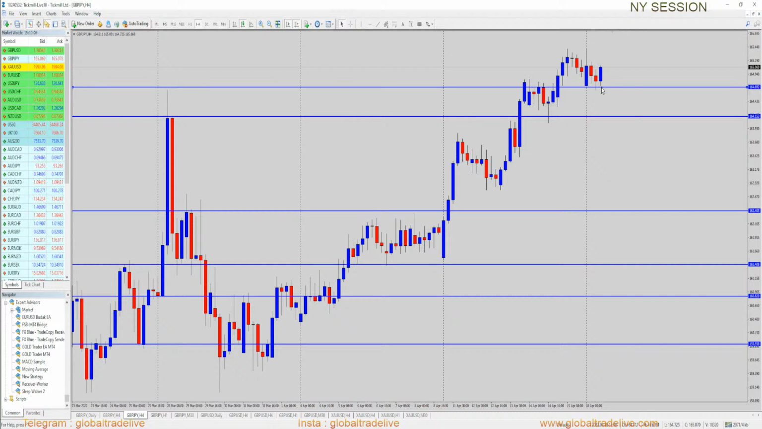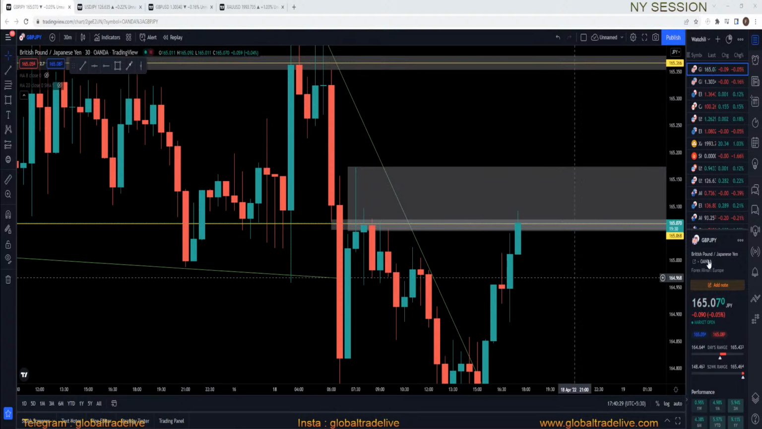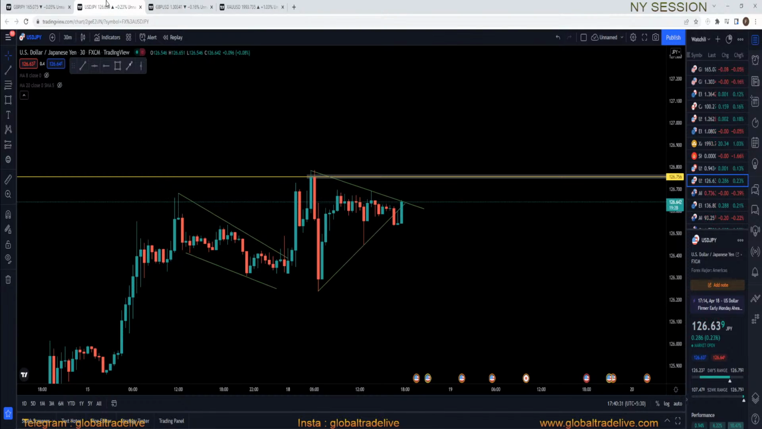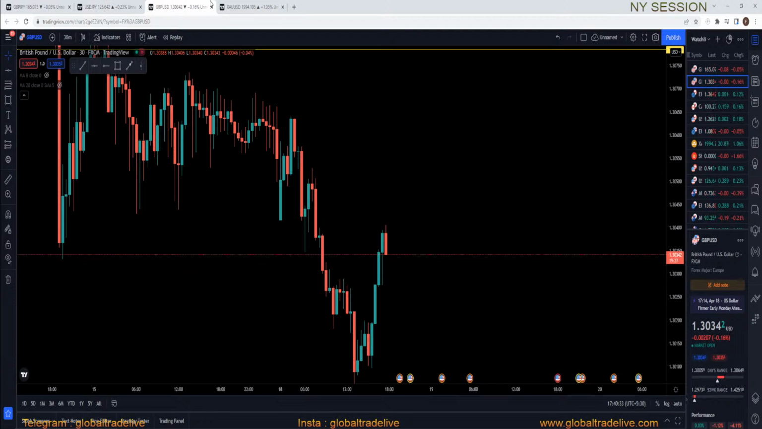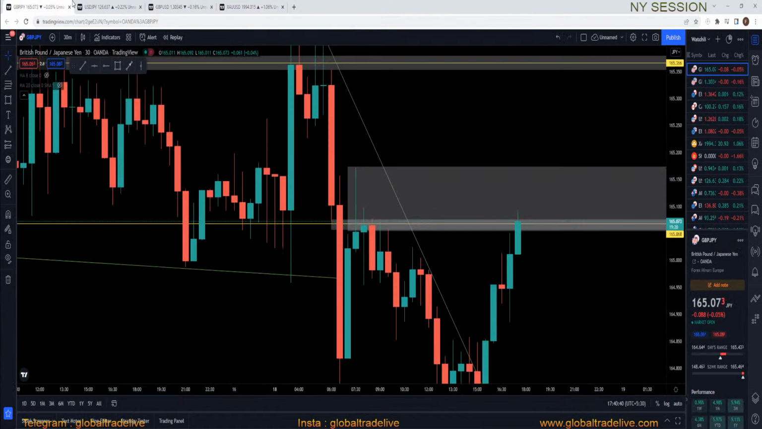So I'm going to draw a line over here because there's a strong level of support and resistance in this area as well. Look how beautifully the market just went down in this area again and moved up. So I think, yeah, now it makes sense. GU is moving down from here. Let's see.